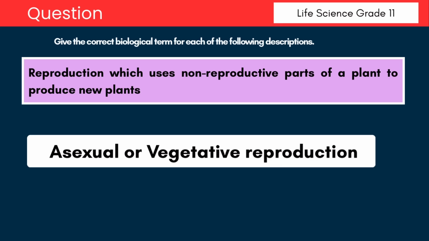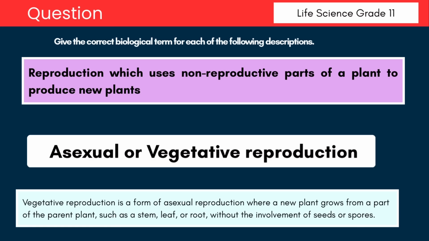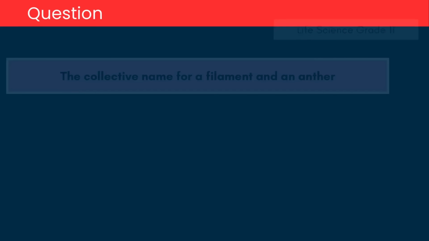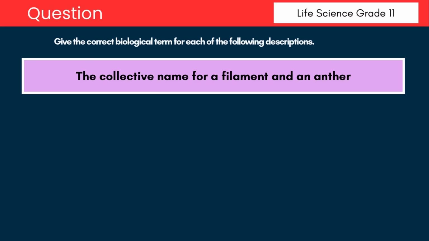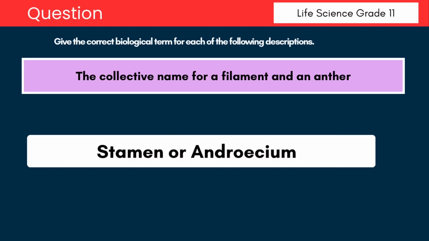The correct answer is asexual, or vegetative reproduction. Vegetative reproduction is a form of asexual reproduction where a new plant grows from a part of the parent plant, such as a stem, leaf, or root, without the involvement of seeds or spores. Question: the collective name for a filament and an anther. The correct answer is stamen or androecium.